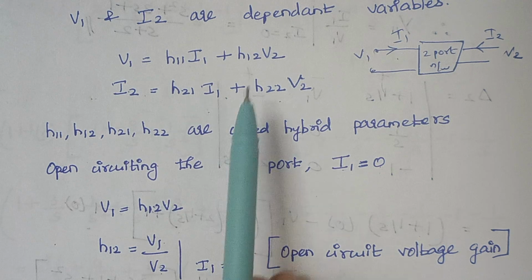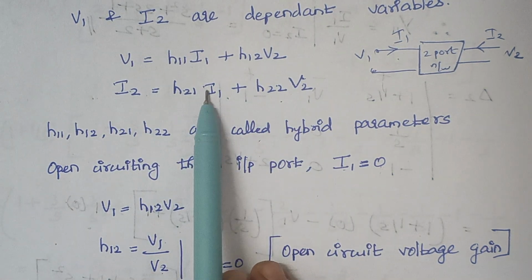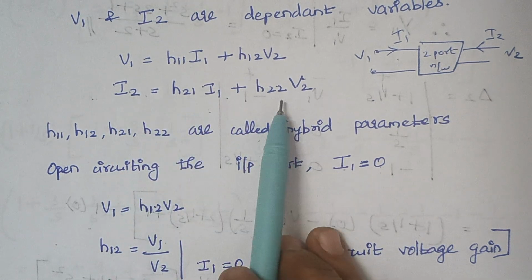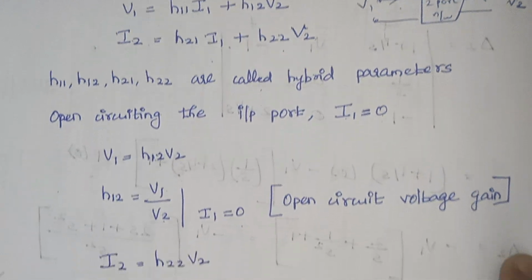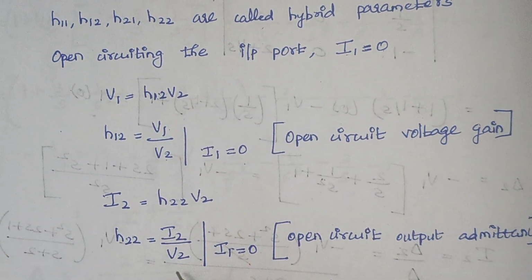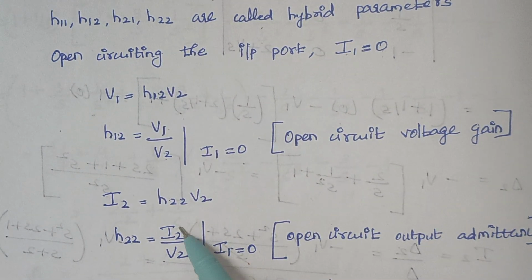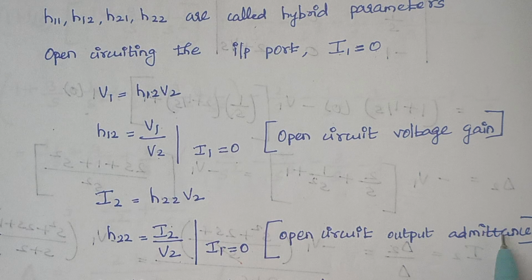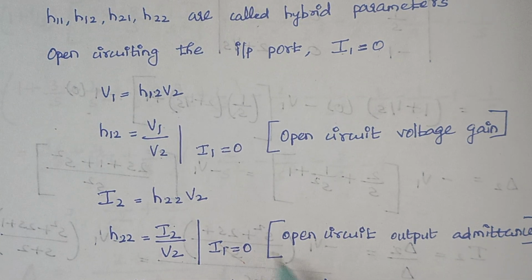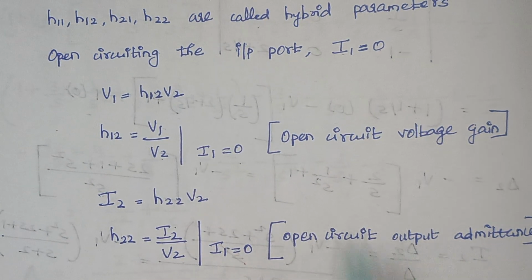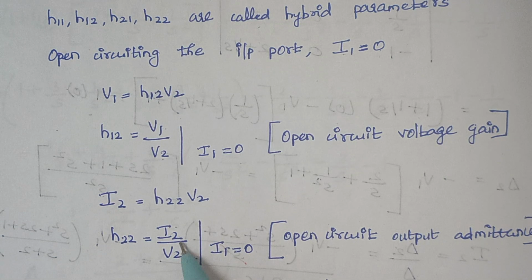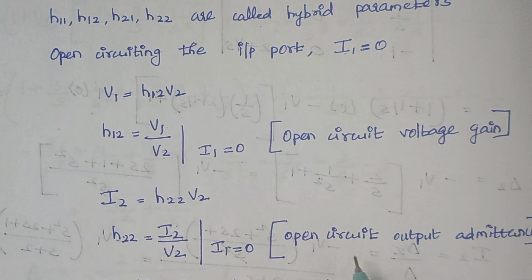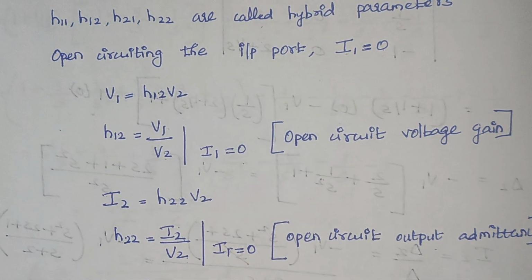Now, here in this basic equation again we are making I1 0. So this term will vanish. The remaining parameters are I2 is equal to H22 V2. Therefore H22 is nothing but I2 by V2. The ratio between the current and voltage is known as admittance, right? The ratio of current to voltage is known as admittance. Here this is known as open circuit output admittance because V2 and I2 are the terms related with the output port. So this is known as open circuit output admittance.